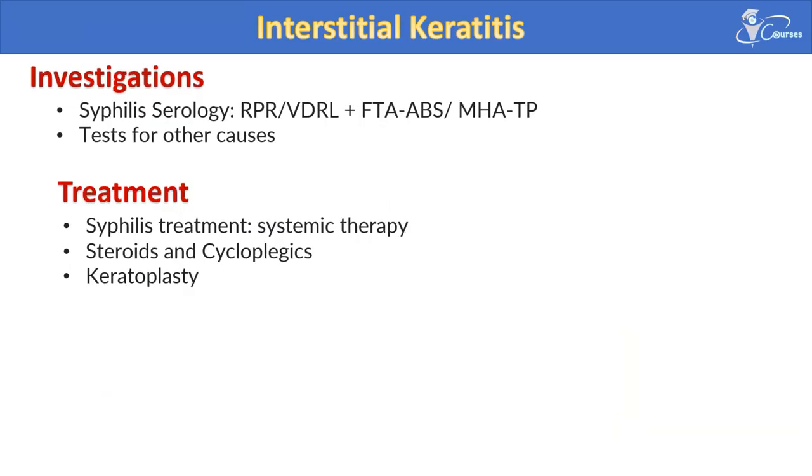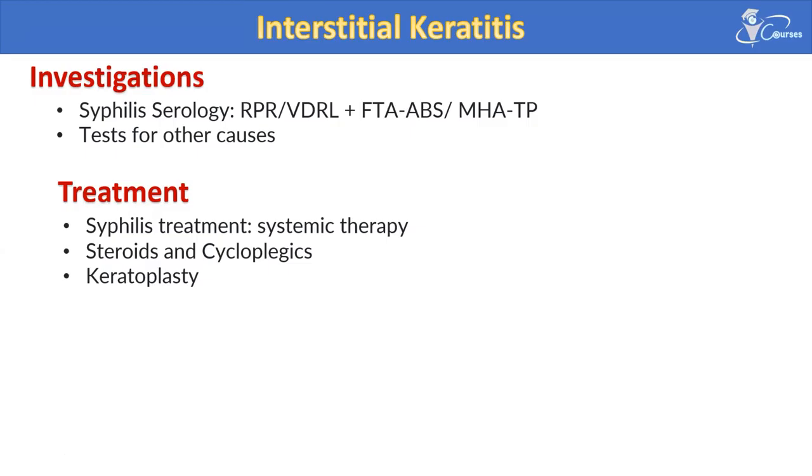Investigations. If you have a full list of investigations and they ask you which investigation you would choose, the first and foremost will be syphilis serology. We have different kinds of syphilis serology, like rapid plasma reagin, venereal disease research laboratory, fluorescent treponemal antibody, and microhemagglutination treponemal antigen. These are the different investigations used for diagnosis of syphilis. If syphilis is negative, then you can test for other causes that we just mentioned.